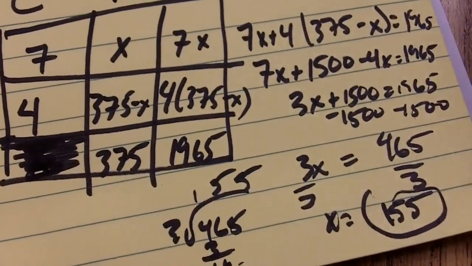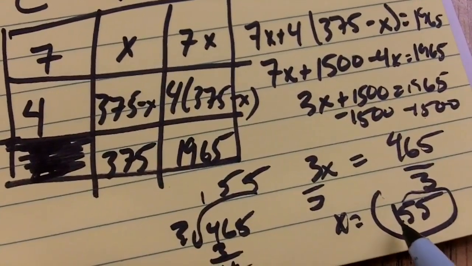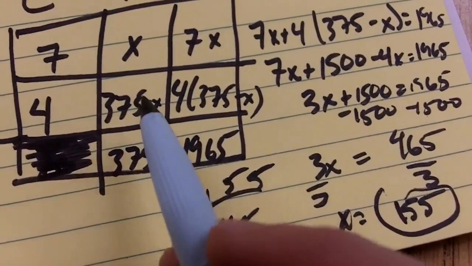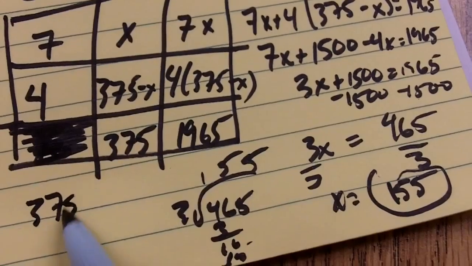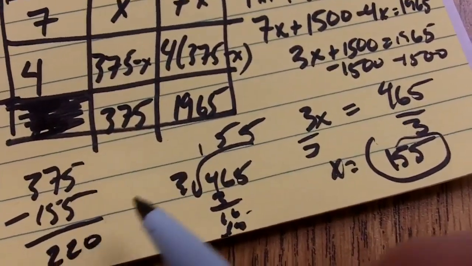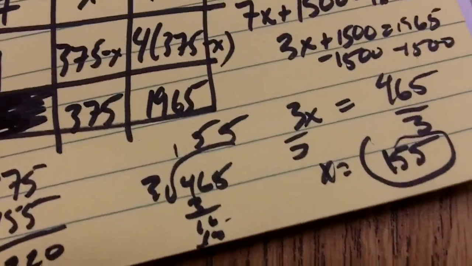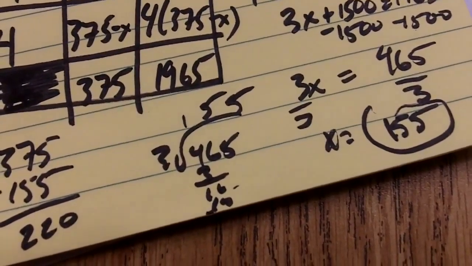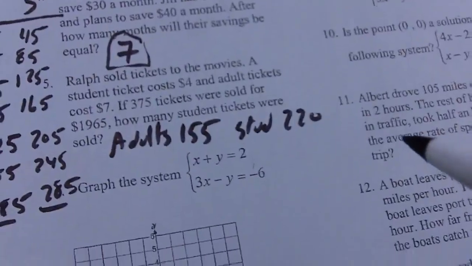And student tickets, how do I find student tickets now? I'm going to take this 155 and I'm going to subtract it from 375. So for student tickets, I have to do 375 minus 155, which is 220. And we got the answer. Adults 155, students 220.